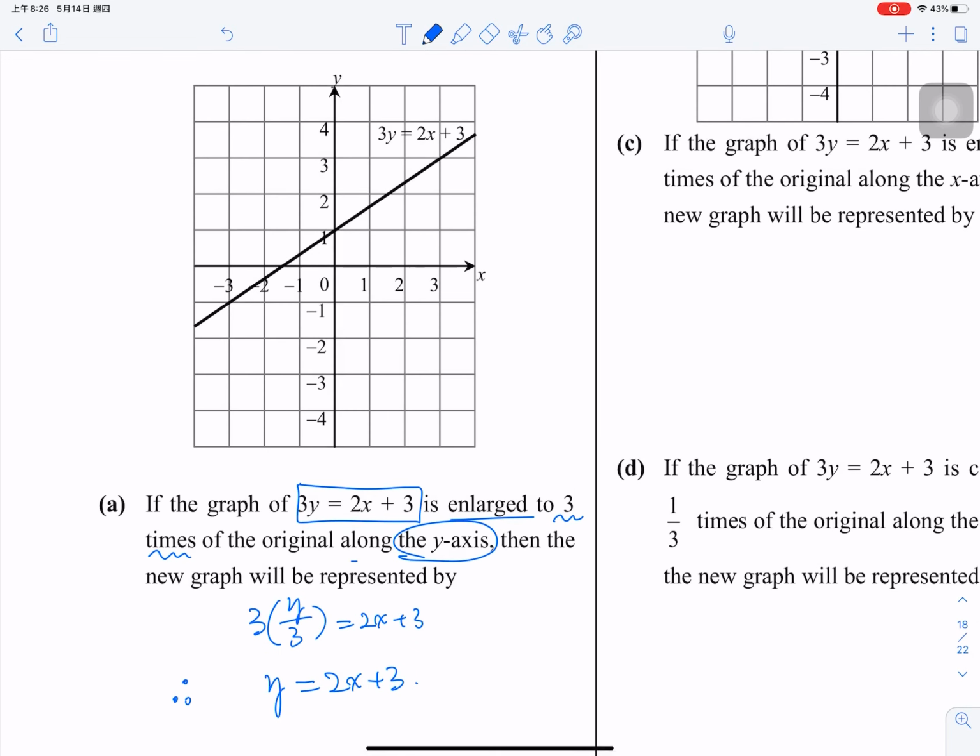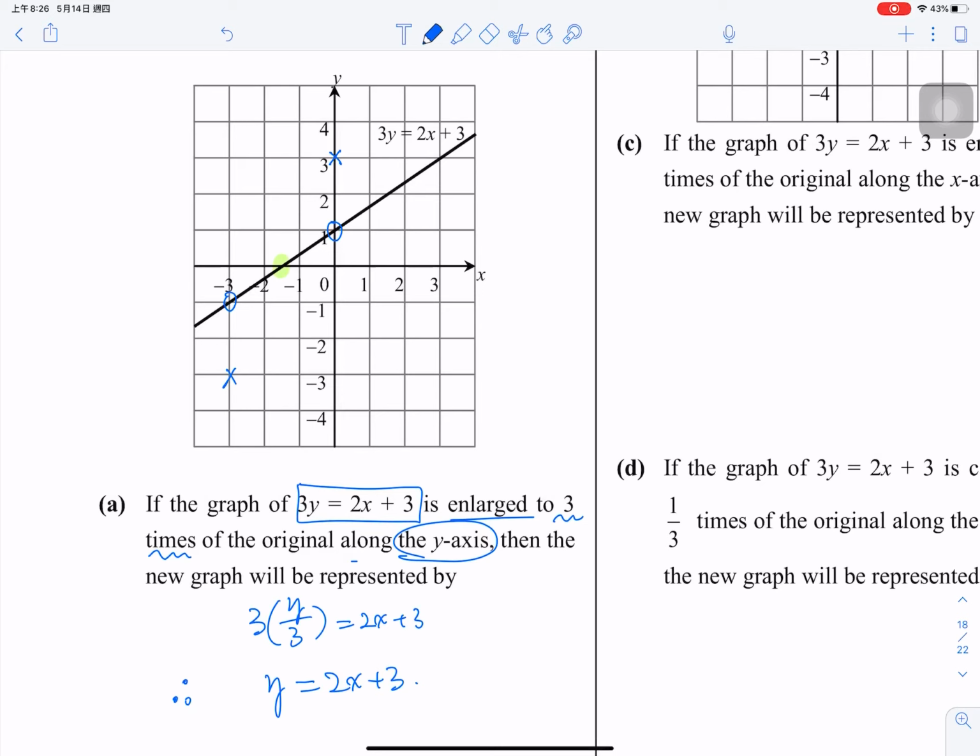So according to this, enlarge along the y-axis means the x-intercept should have no change. So here 1 becomes 3, right? And no change, we keep this point. And this point, -3, -1 becomes, yeah, -3, -3, correct.